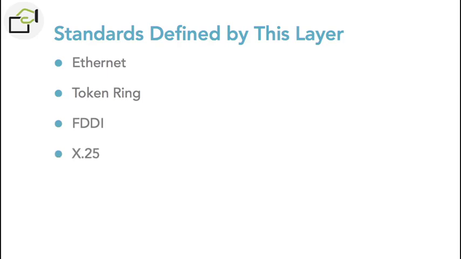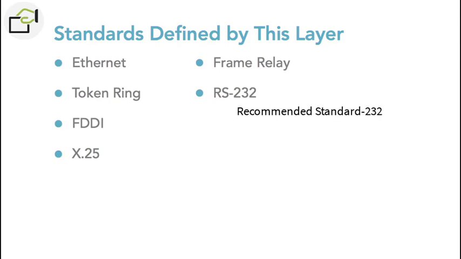Then we have the much older X.25 standard, which was one of the first standards used for a large wide area network. Additionally, there's the frame relay standard, which is still used sometimes in a wide area network. There's also the RS-232 standard, which basically defines serial interfaces and even the COM ports that you use on a regular computer. Finally, we also have the V.35 standard, which is a standard used in relation to dial-up networking.